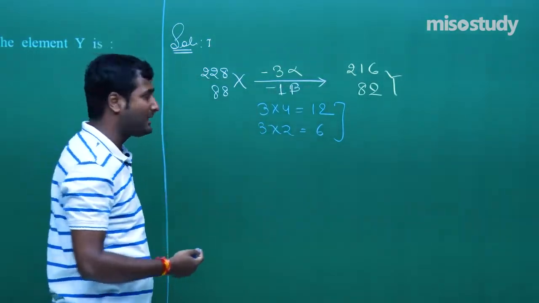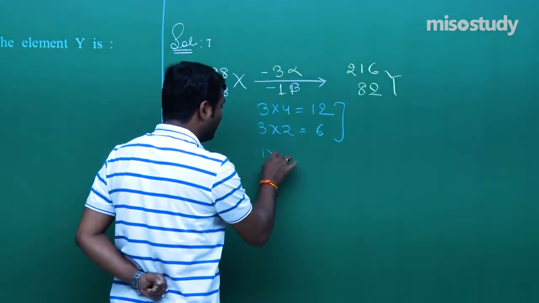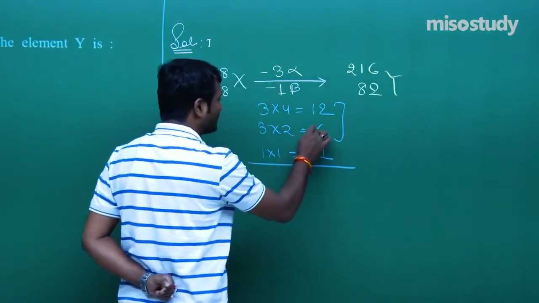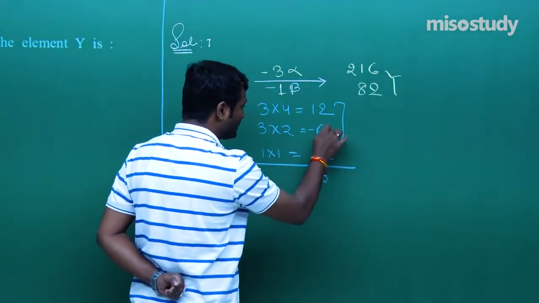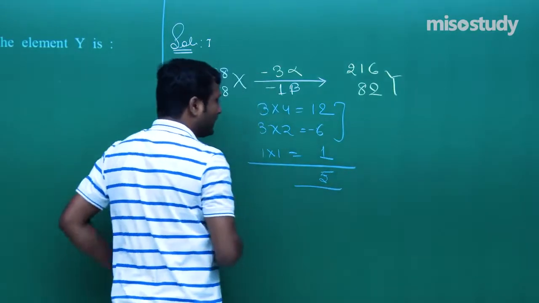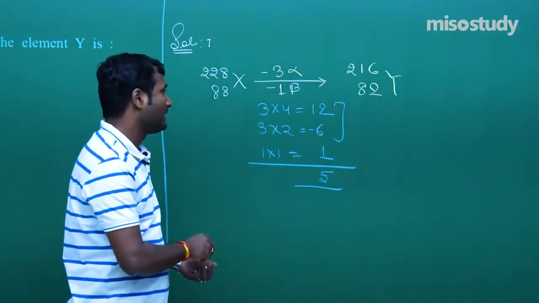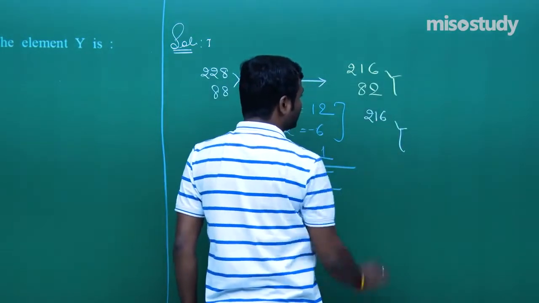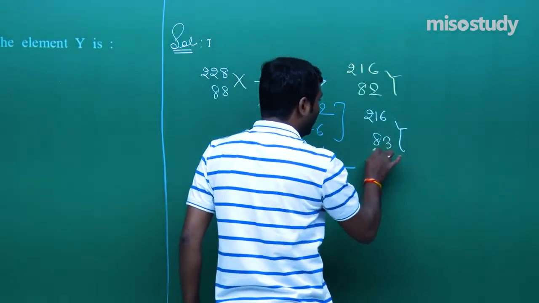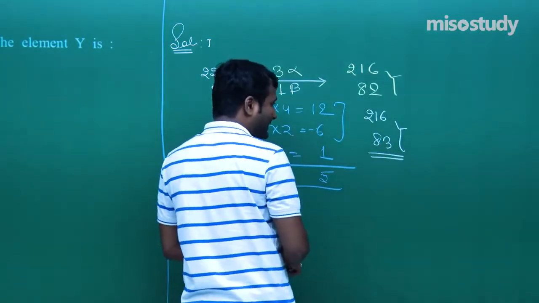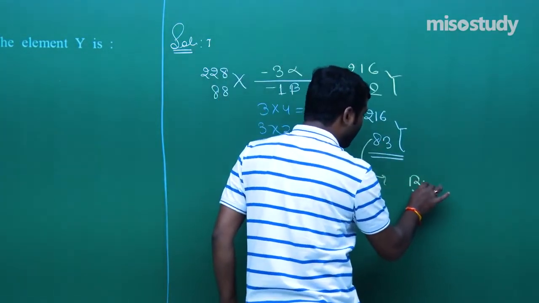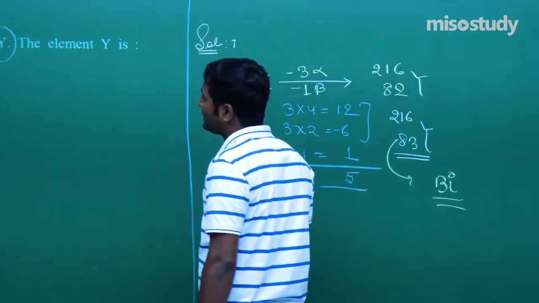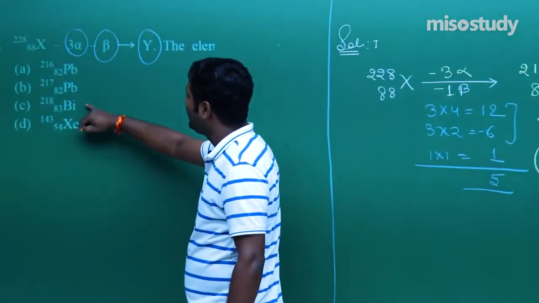If a beta particle is emitted, then there is an increment of atomic number. Overall, minus 6 plus 1, that is, the overall decrement is 5, not 6. Clear to you? So the final element will have mass number 216 and atomic number 83. 83 is the atomic number of bismuth, Bi, we all know. So in this case, what is the answer? Check it out, that is Bi 83.